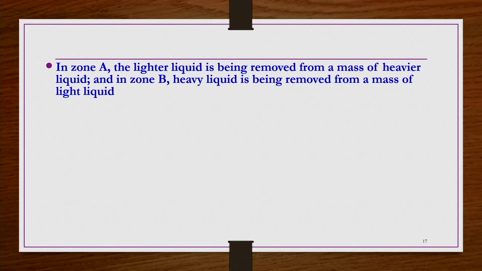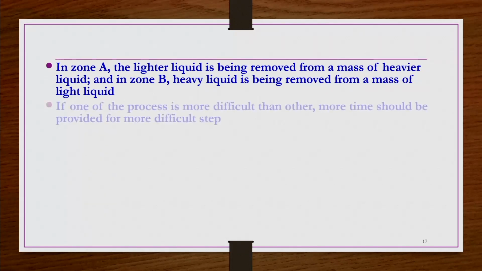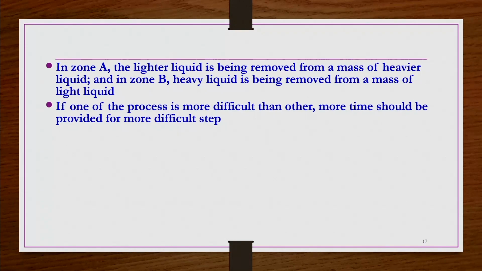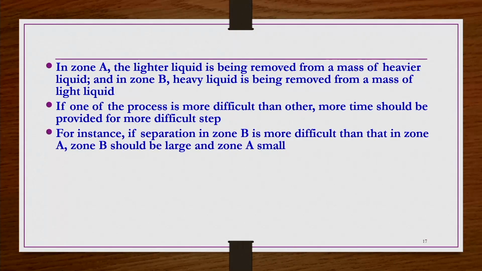In zone A, the lighter liquid is being removed from a mass of heavier liquid, and in zone B, the heavy liquid is being removed from a mass of light liquid. If one of the processes is more difficult than the other, more time should be provided for the more difficult step. Let us say if separation in zone B is more difficult than that in zone A, then zone B should be large so that there is more time for the liquid to separate, and zone A has to be small. That is the advantage of knowing this Ri information.